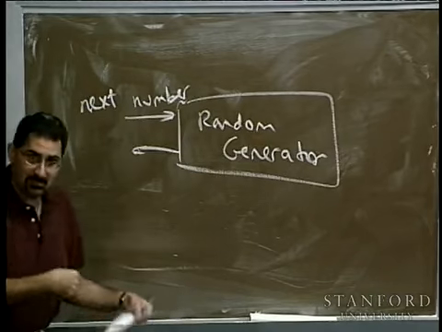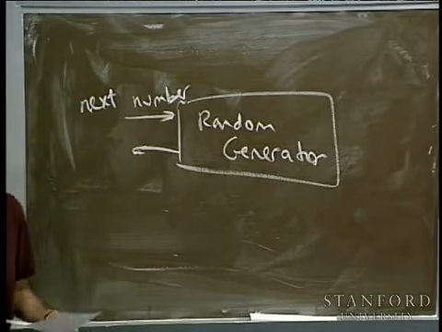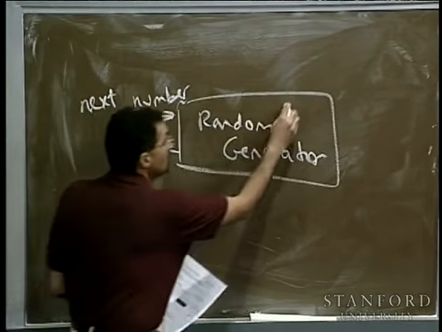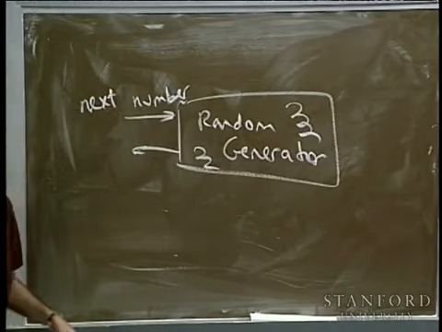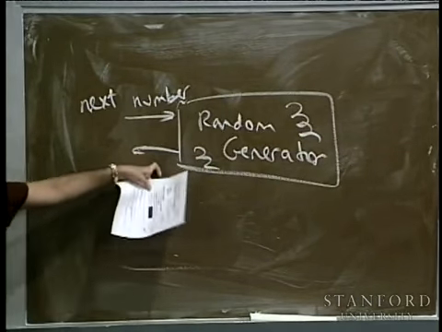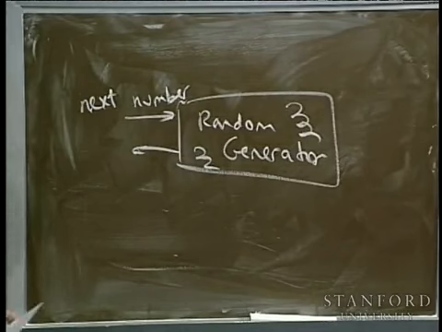And then you say, give me the next one. It gives you another one. You say, give me the next one. It gives you another one. That's just the way it works. It's a black box, and you don't care what's implemented inside of here. It's a toaster to you. You just ask it for random numbers, and it gives you random numbers instead of toast.